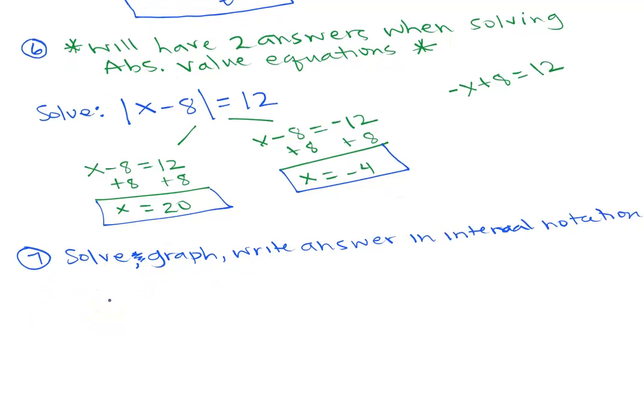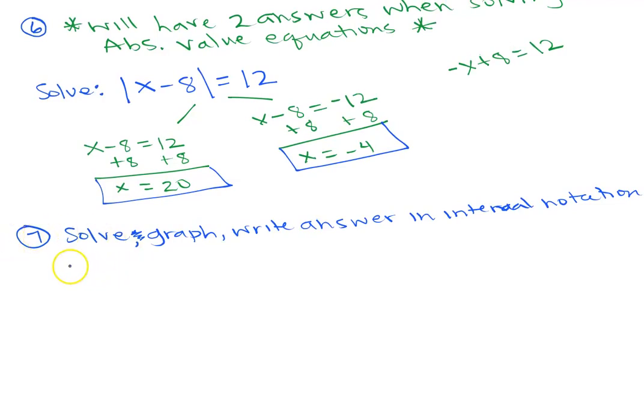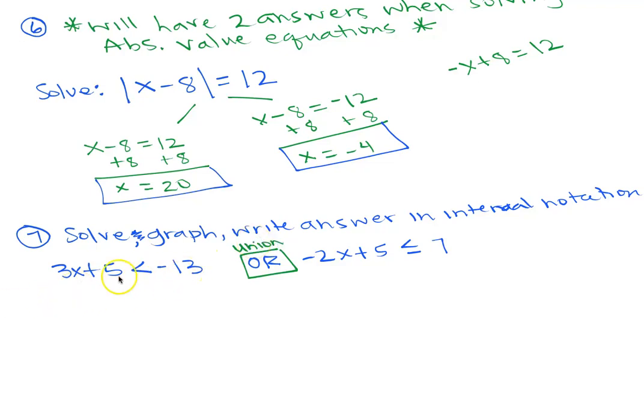Okay, and so when I do that, I have 3x + 5 < -13, or -2x + 5 ≤ 7. So what does this "or" mean? Union. Yeah, it's the union. And so that means we want everything that is part of this statement as well as this one. We're saying it could be in either of these.